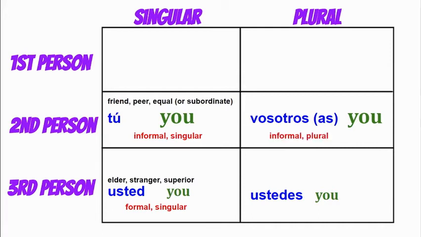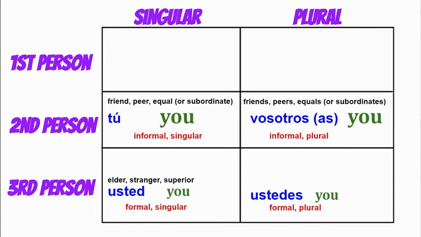The second person plural is vosotros or vosotras. And sometimes your teacher might call this informal, meaning not formal, kind of casual. You're not being extra polite to the person. This one is plural though, so it's for talking to friends, peers, or equals, or subordinates to you. And then finally, ustedes is the formal and plural.